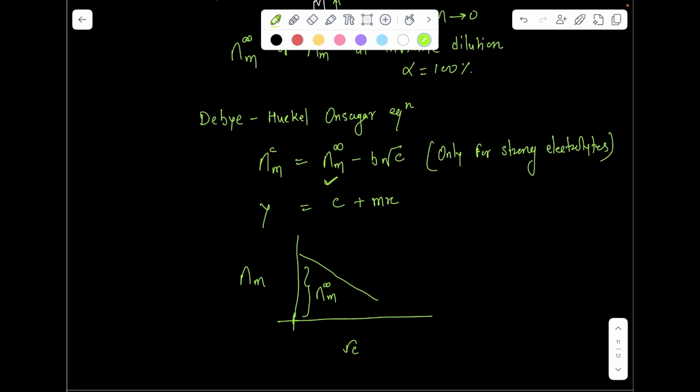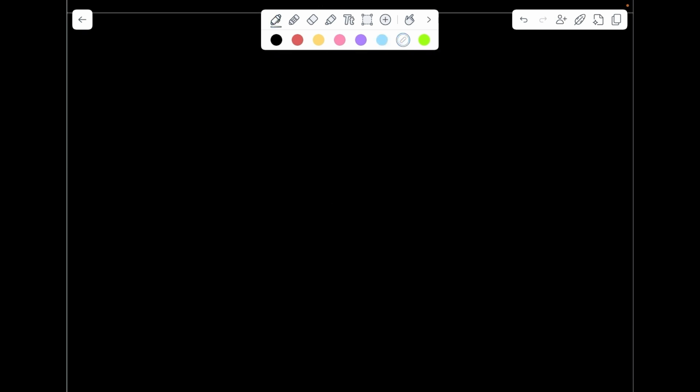But the weak electrolyte is not following the same pattern. It is following this way, like this. So this is for the strong and this is for the weak electrolytes. Now one more scientist came, whose name is Kohlrausch, and it is considered as Kohlrausch law.